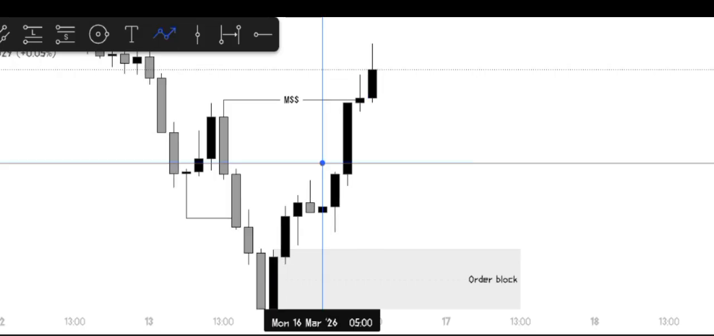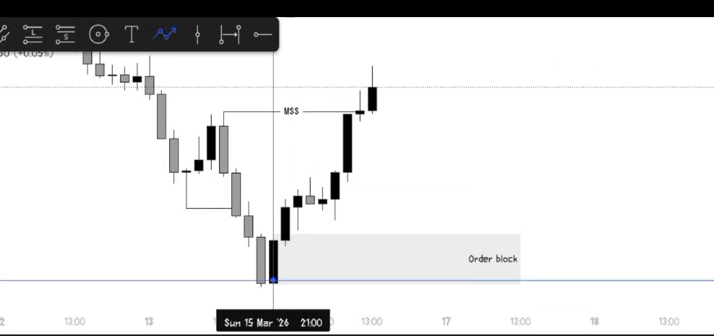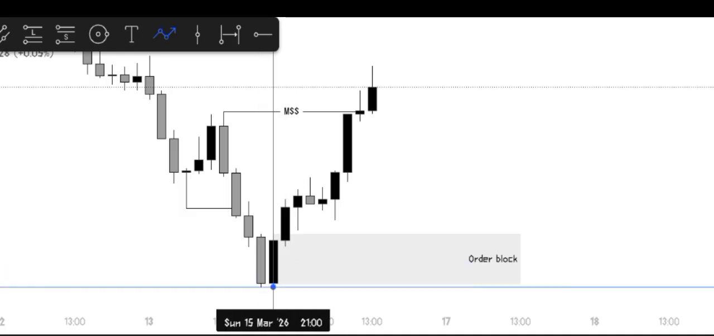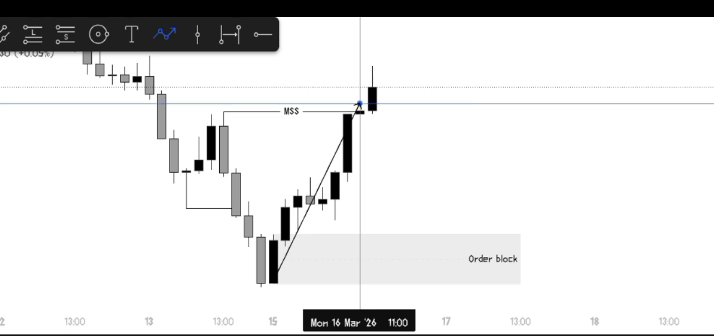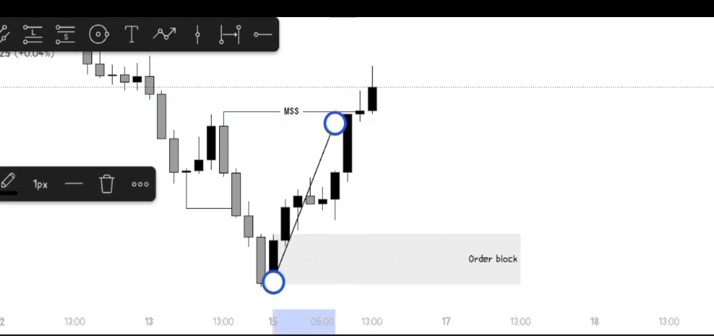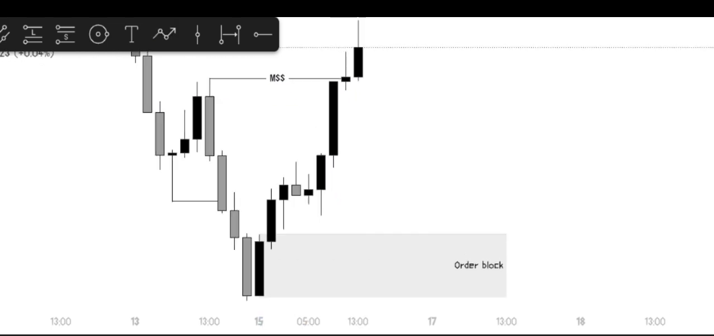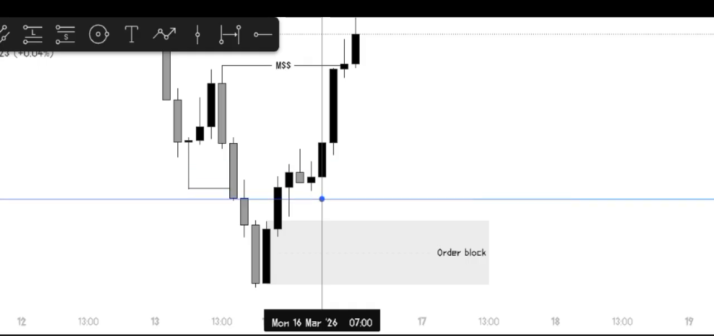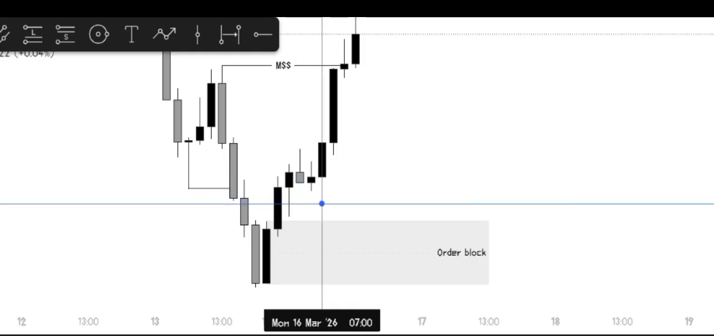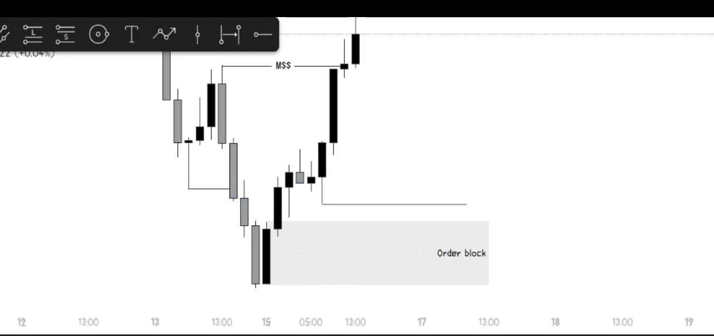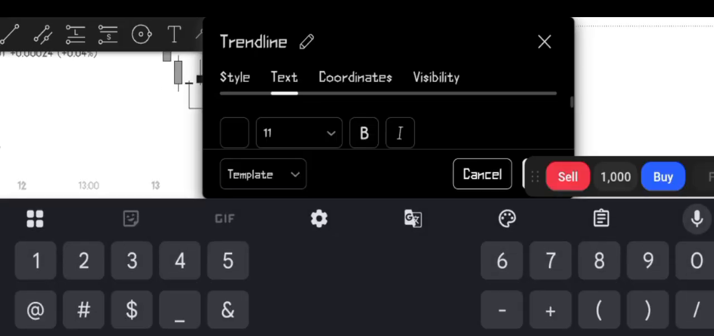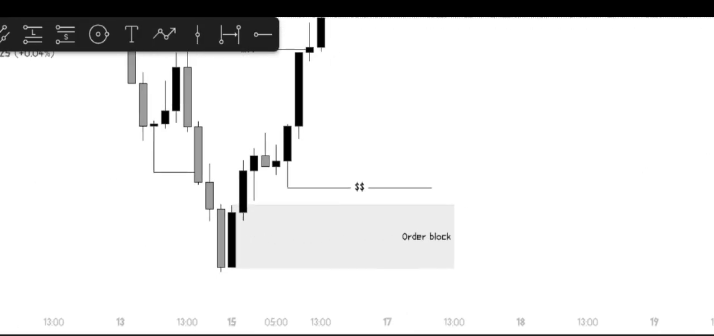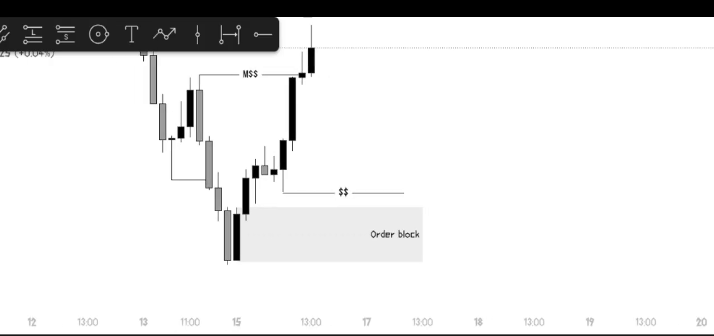The number two confluence is that it is at the extreme zone. It is the last single candle before price kept pushing to the upside, giving us a change of character. And the third confluence is that I'm having inducement below it. This is like a trap, a liquidity where price will come and take before pushing to the upside.